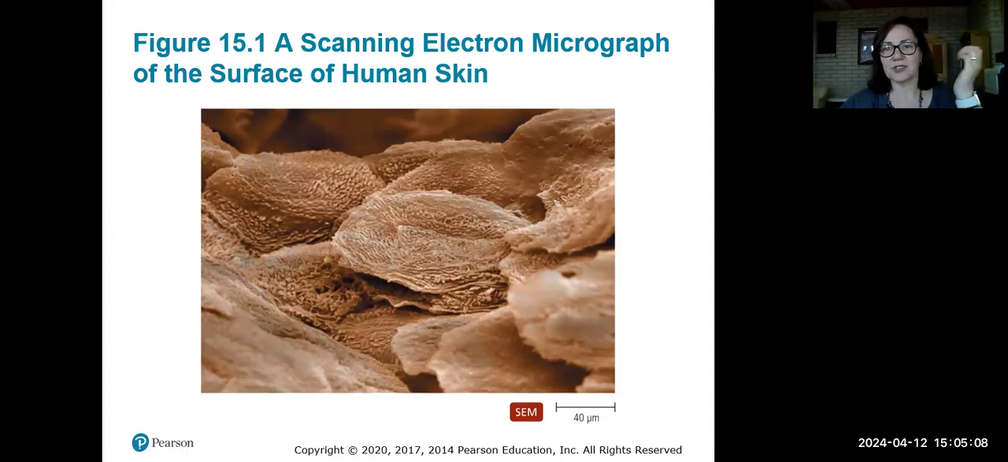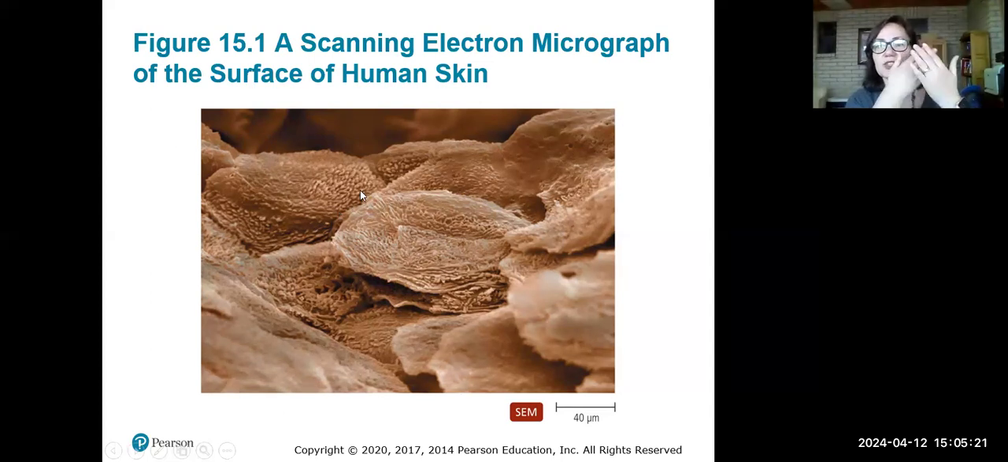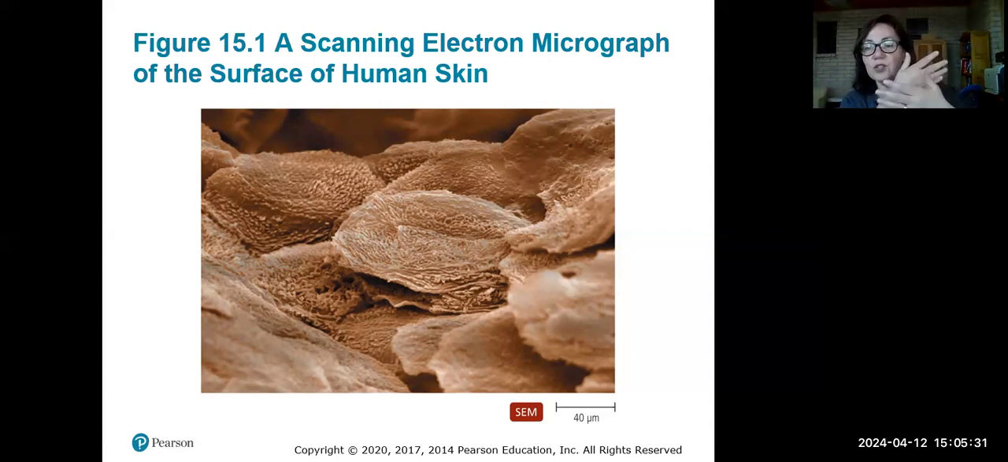Here's a scanning electron micrograph of some human skin. You can see the flat epithelial cells, and then as they die, they flake off. And why they're dying is because the cells are so tightly packed, there's no room for blood vessels through here. The cells survive by getting oxygen and nutrients by diffusion from the blood vessels that are in the dermis.